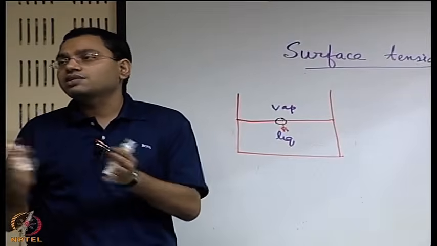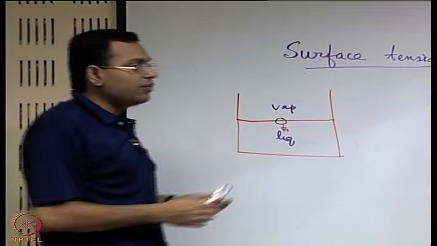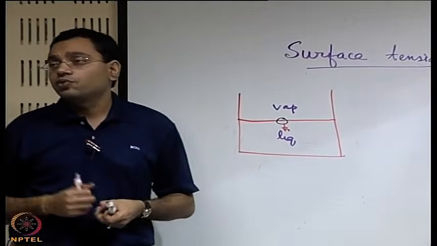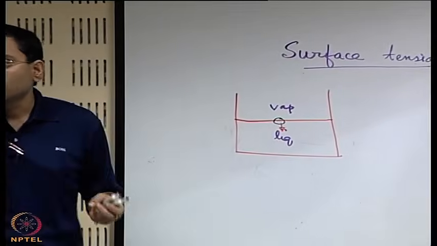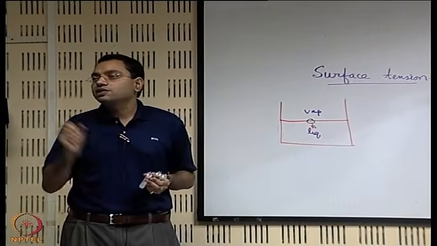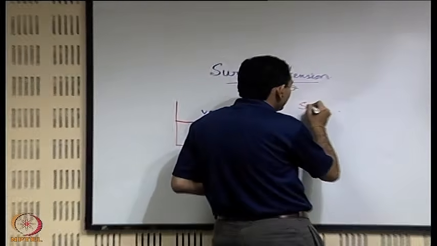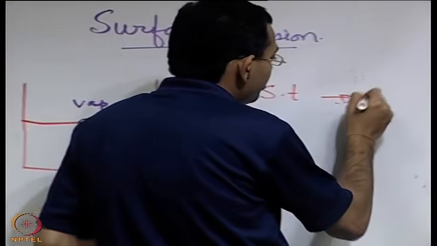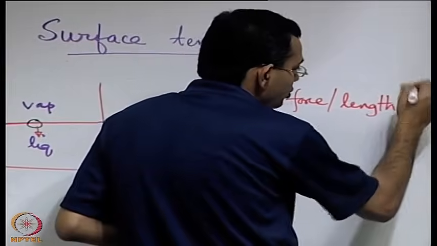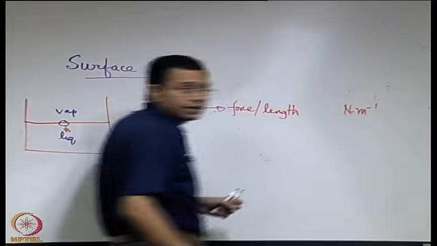So surface tension and surface energy are quite related, and typically whenever we express surface tension, we express it as force per unit length. What is that length? The length is the perimeter length on which this force is acting. So surface tension therefore is a force per unit length. So in SI unit it will be Newton per meter.